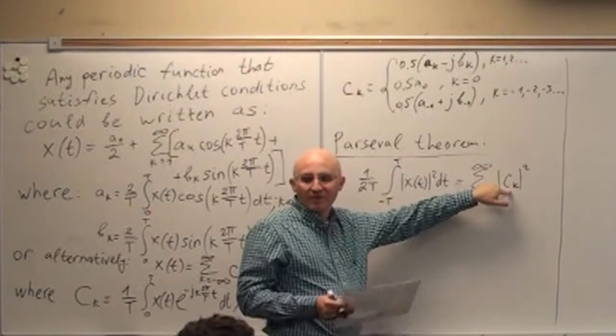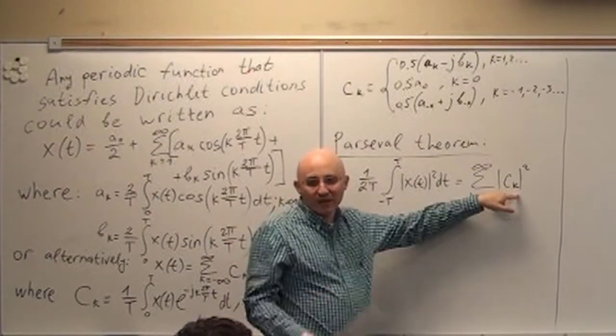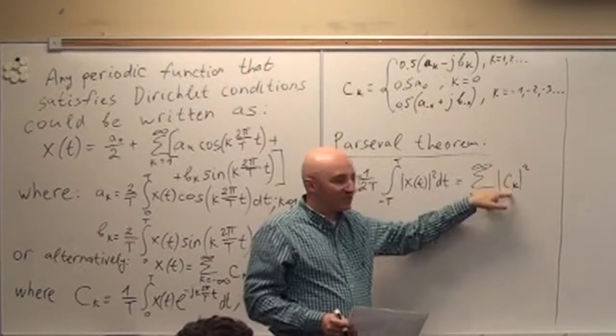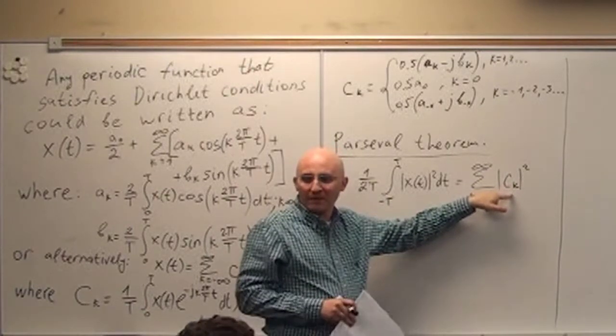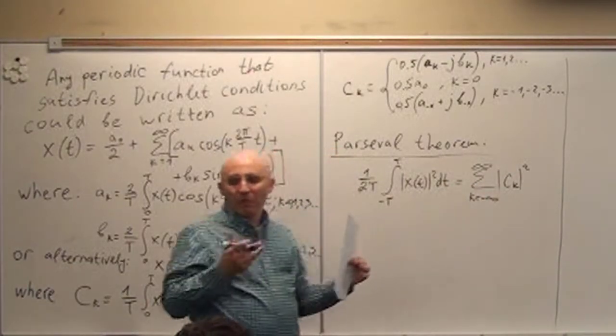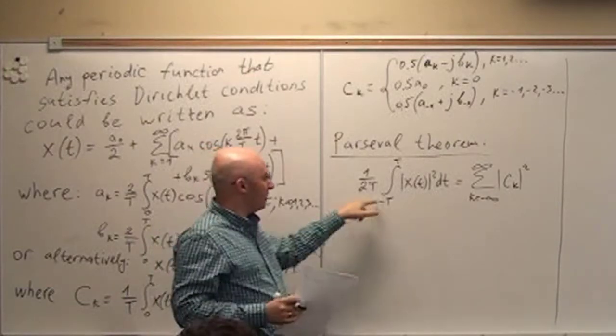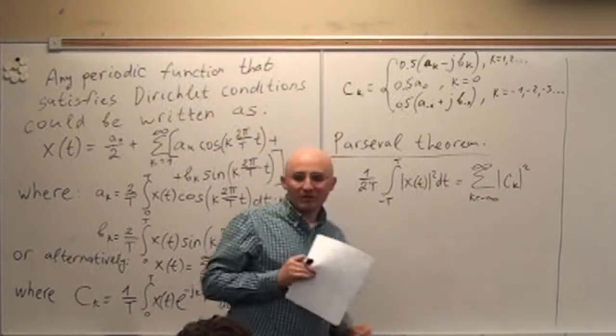So Ck is the spectrum of our signal, and the absolute value of that is the amplitude spectrum. The square of that is the power spectrum. So basically it's the sum of the power spectrum. So the total power on that interval from minus T to T is the same thing in time and in frequency.